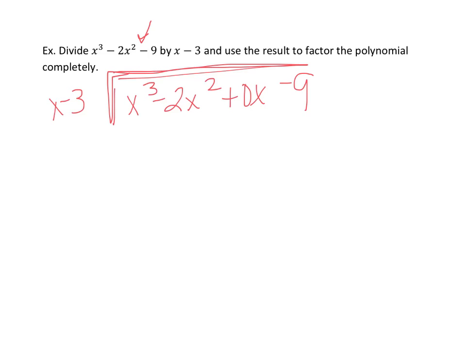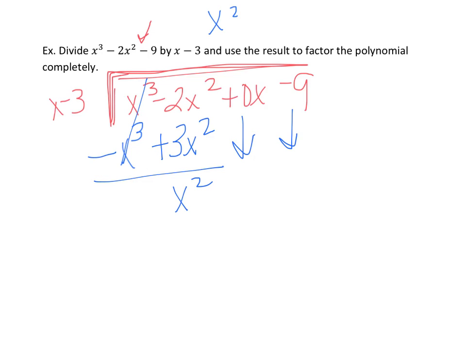Alright, so doing my long division, I'm looking at x times what gives me x cubed. Well, that's going to be x squared. And I wrote my division too far to the right, so I'm writing above. So now I'm multiplying down. X squared times x, x cubed. X squared times negative 3, negative 3x squared. Change my signs and combine. These fall out. Right here I get x squared, bring down the rest, plus 0x minus 9.